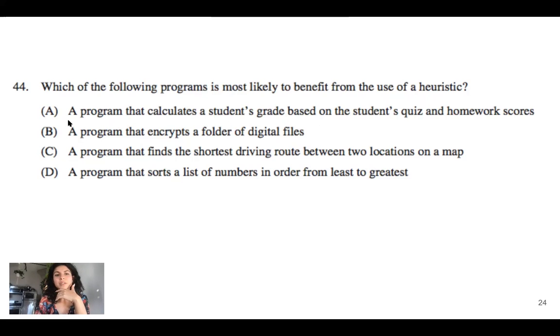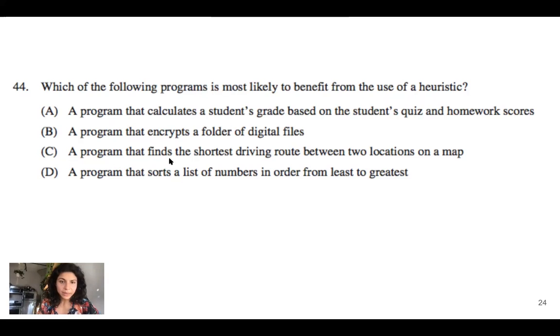So A is out. B, a program that encrypts a folder of digital files. Again, not good for a heuristic. Like we talked about, encryption requires an exact solution. If you try to sign into your Gmail and you have one character off, you might say it's an approximate password, but it's not going to work for you. So you will not benefit from the use of a heuristic in the realm of encryption, like we discussed earlier.